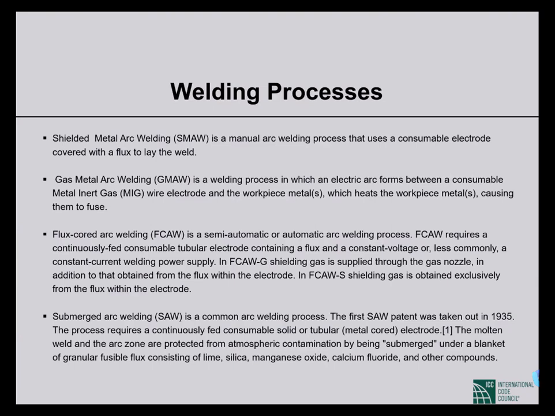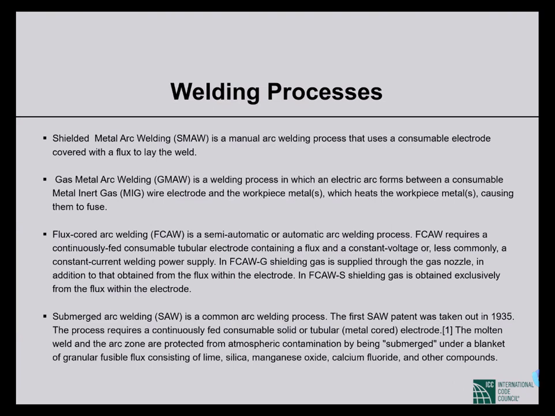Here an inert gas, metal inert gas, MIG wire is used as the electrode. That is the MIG electrode, and between the electrode and the base metal, an arc is formed. So we'll have pictures and we'll see what the differences are.